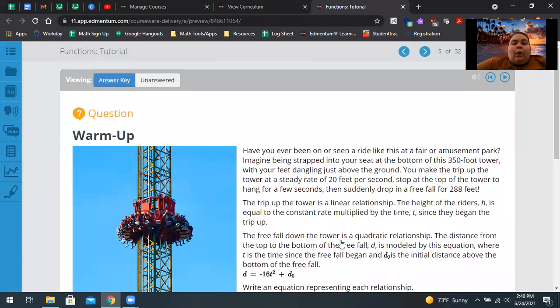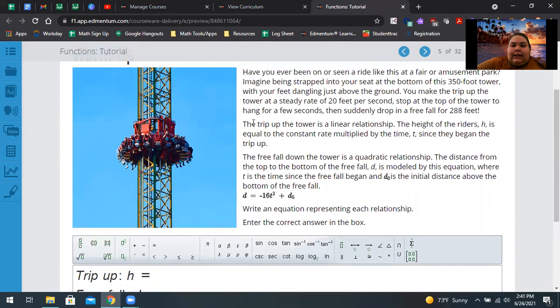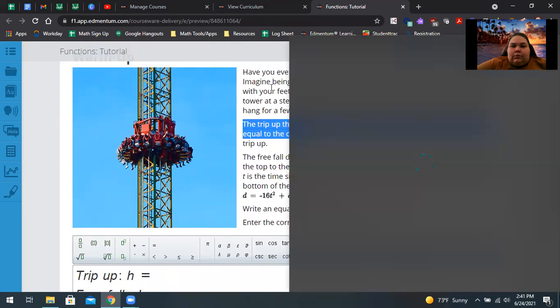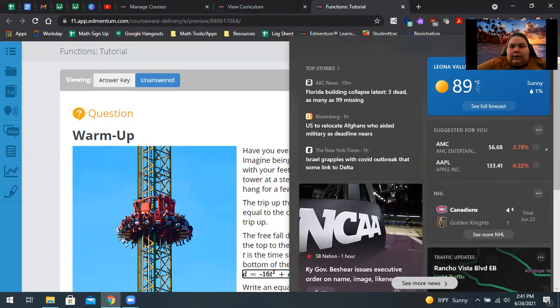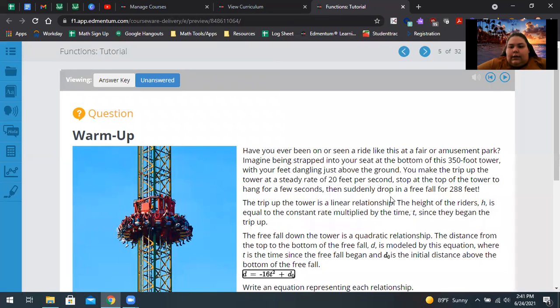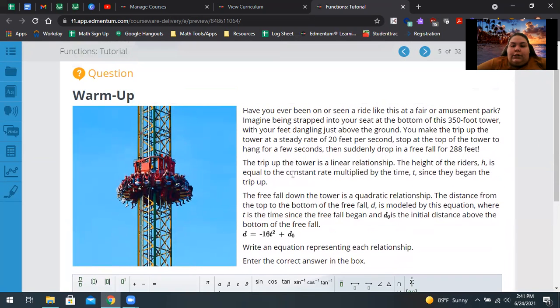When we take a look at this, I accidentally gave a little bit away already for the first one, just for the trip up. Sorry about that, I accidentally clicked on that while trying to exit out of this. Okay. So for the trip up, we are going to multiply the constant rate times the time t. We don't know exactly what time, so we're going to represent that as t.